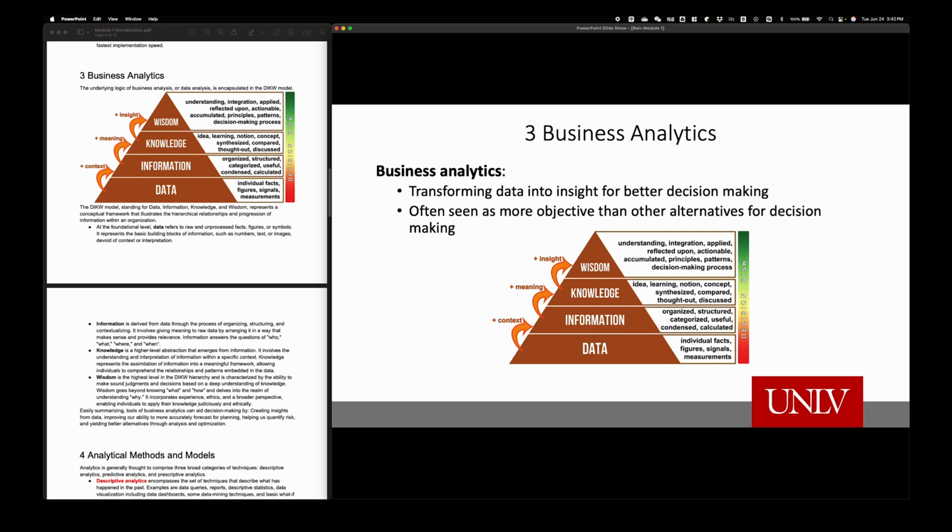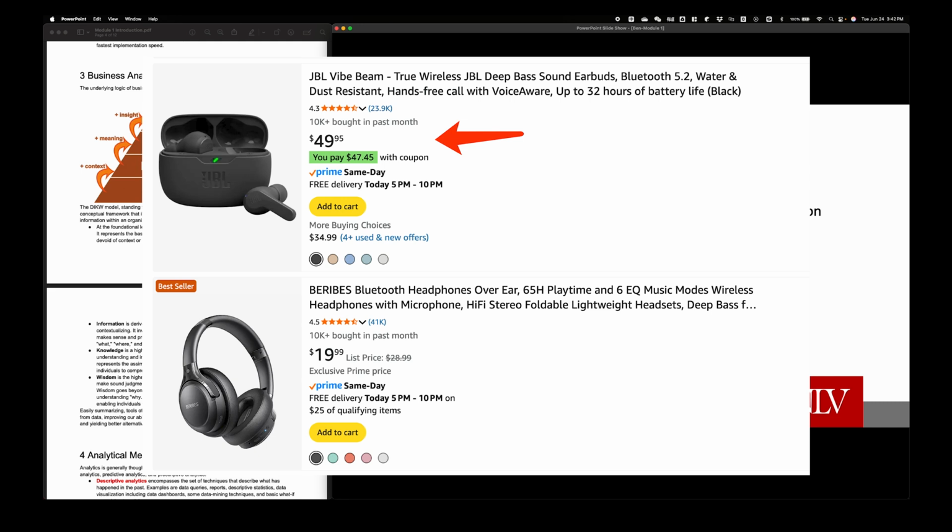Next, we move up to information. Information is data with context. When we organize, structure, and label data, it begins to make sense. Information answers basic questions like who, what, where, and when. So let's go back to the headphone example. We can tell that the numbers are prices, and we can also check the ratings of each headphone.